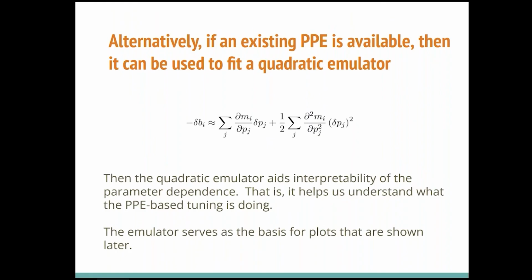So in other words, we don't want to just get a set of parameters from a PPE that are optimal. We want to understand how the PPE or how the tuner came up with those values, and in particular, what's preventing better values from being found, because that points us to the model structural error.